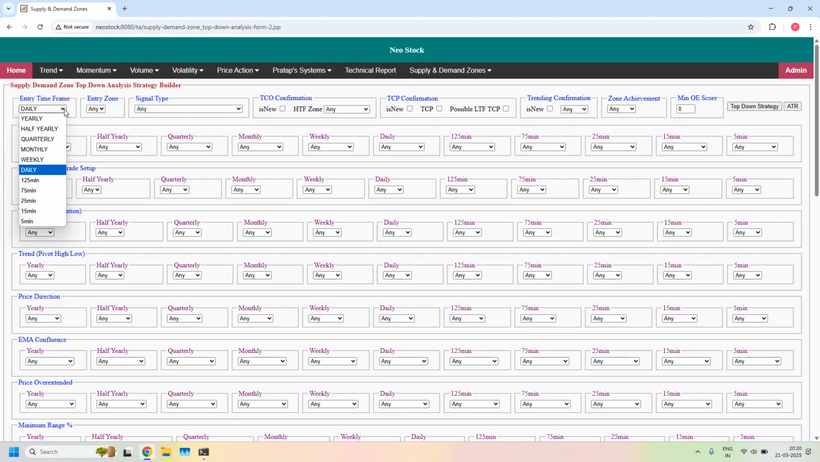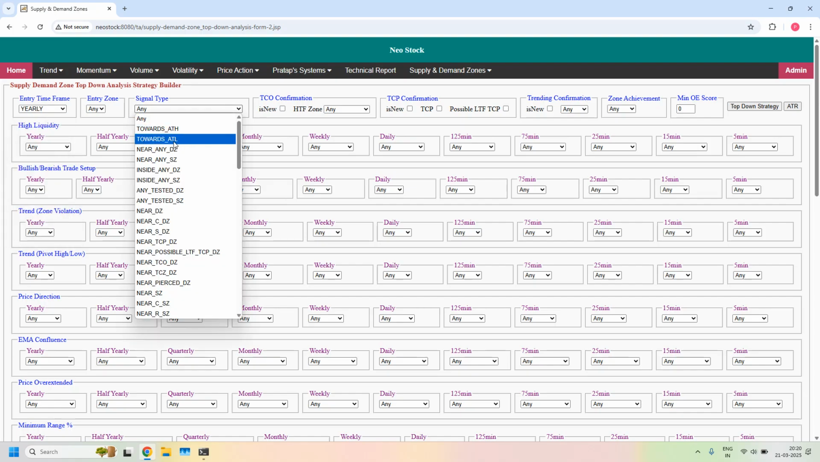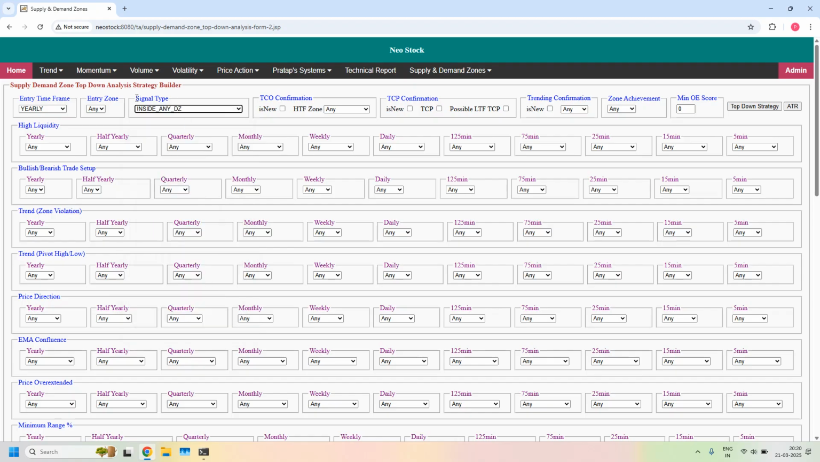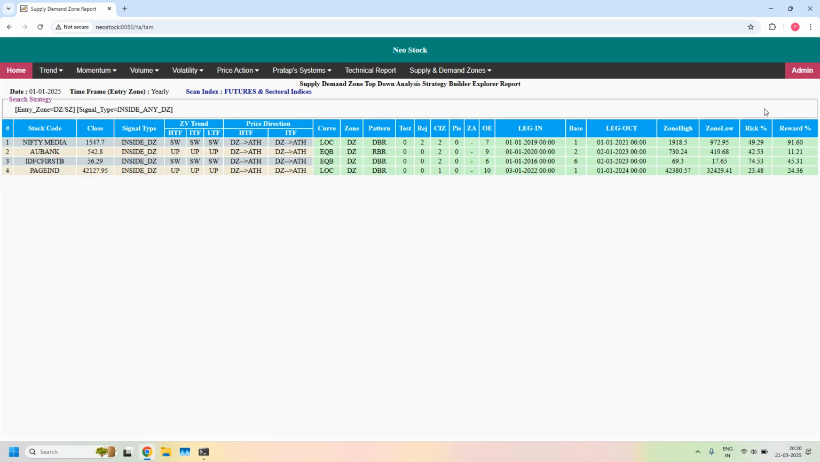Now starting with the yearly time frame, let us find the stocks where price closed inside the yearly demand zone. We got 4 stocks. In these 4 stocks, current price is closed inside the yearly demand zone. I am giving you only a few seconds to watch the report, so I request you to pause the video and study the report. After that, you can proceed to the next reports.